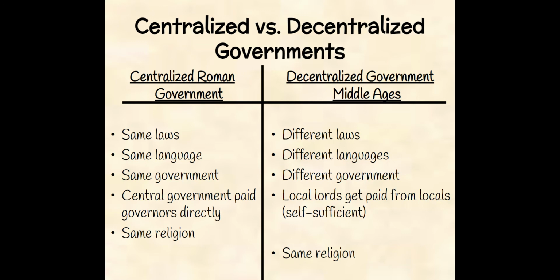So, centralized versus decentralized government. In a centralized Roman government, everybody had the same laws, same language, same government. Centralized government paid governors directly, and everyone had the same religion. In a decentralized government, which is what occurred in the Middle Ages, everybody had different laws, different languages, different governments, and the local lords were paid by their locals, which were in their manors. Every manor was self sufficient, and we'll talk about that a little bit more when I get to feudalism, which is the same kind of things that I was talking about in class. Overall, everyone had the same religion, although it did go back and forth with certain types of Christianity.